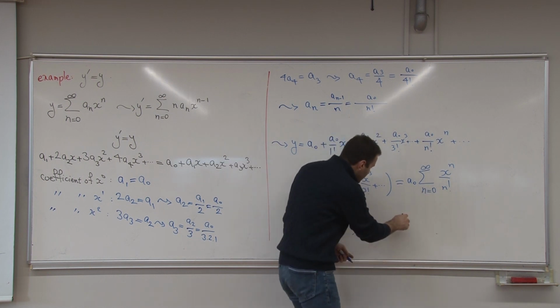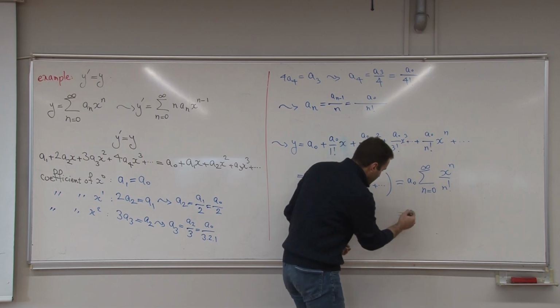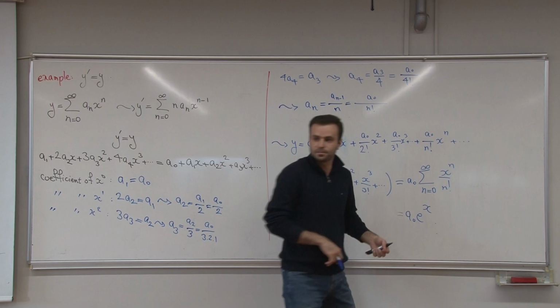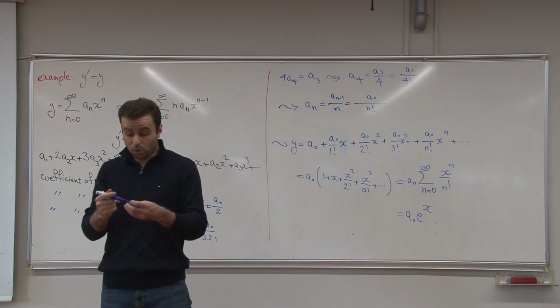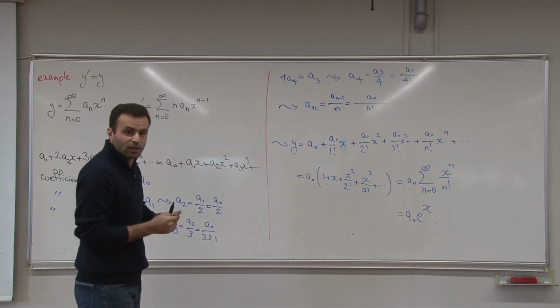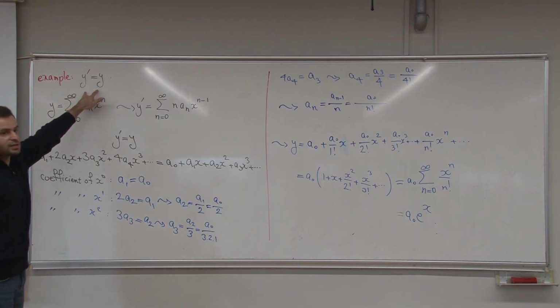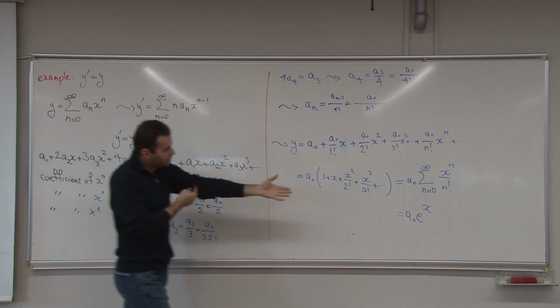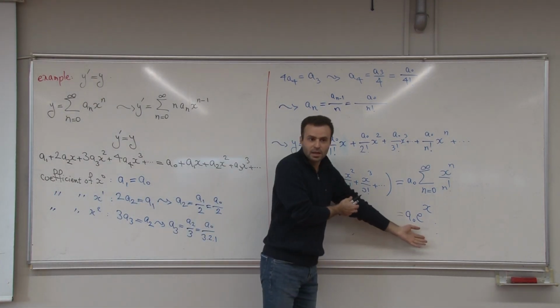So I can write this as a0 e to the power of x. Oh, interesting. Look at this. What was the solution of this equation? It is a constant times e to the power of x, right? What did we get? Again, the same thing.